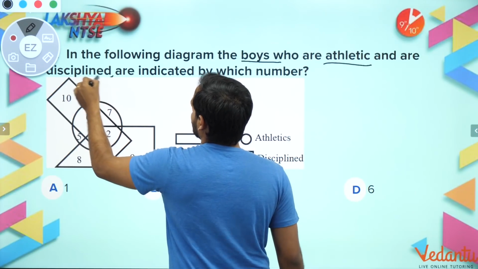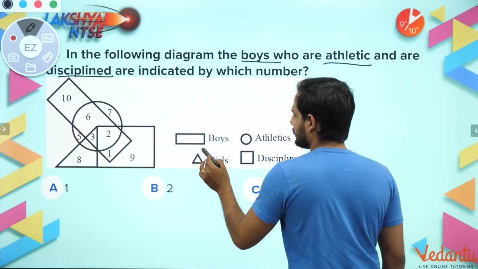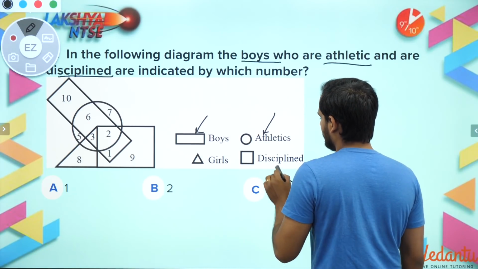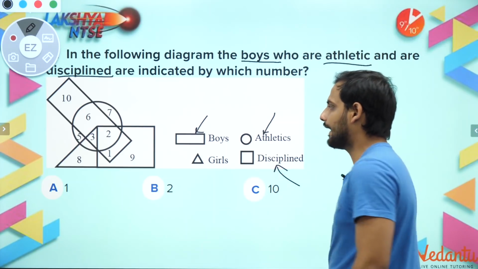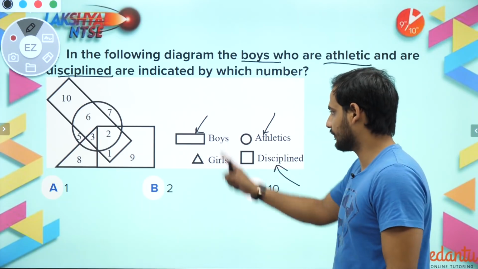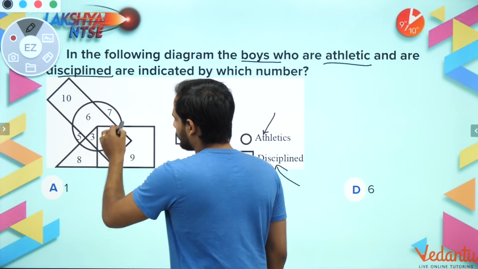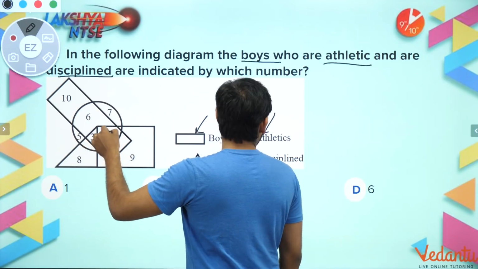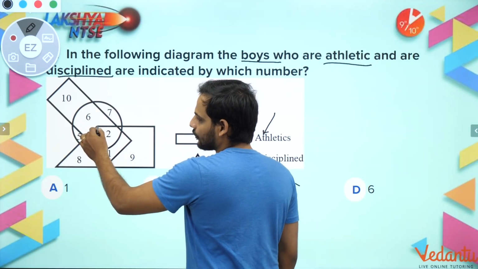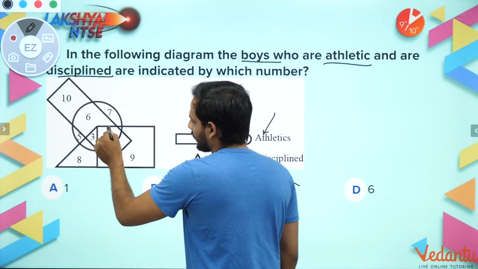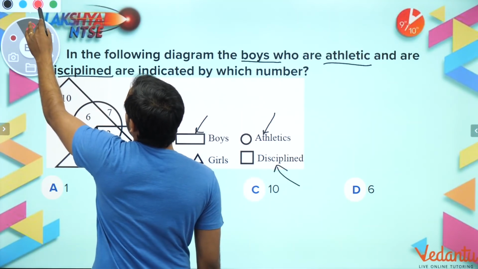So see, boys is the rectangle, athletic is the circle and disciplined is this square. So I want the common area of the rectangle, square and the circle. So you can see the rectangle and the square. The triangle I don't want because triangles are girls. So in the circle, rectangle and square, you can see the common area is this.